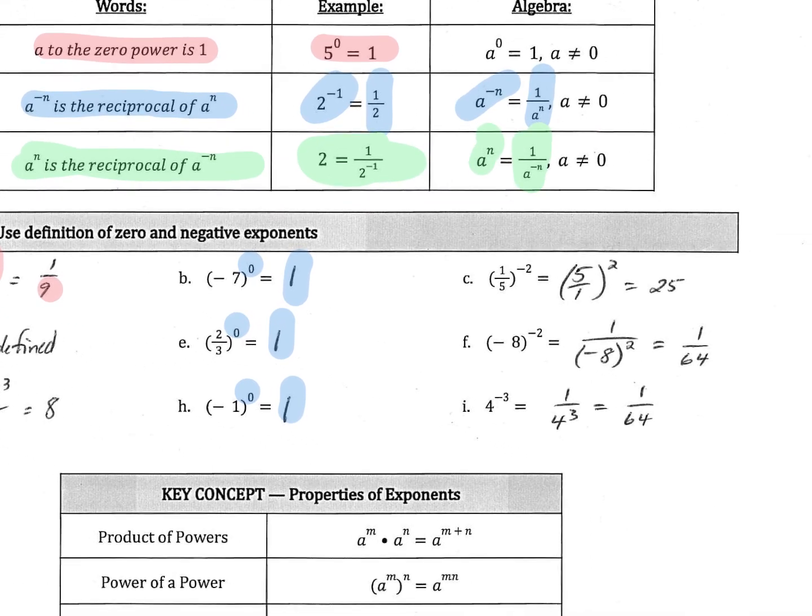Let's look at a few examples over here on the right. Letter C. We have 1/5 to the negative second power. Another way that we can fix that exponent is we can flip our fraction to be 5/1. Now we have an exponent of positive 2. So 1/5 changes to 5/1, and then negative 2 changes to positive 2. Now we can say, what is 5 squared? Well, 5 squared is 25.